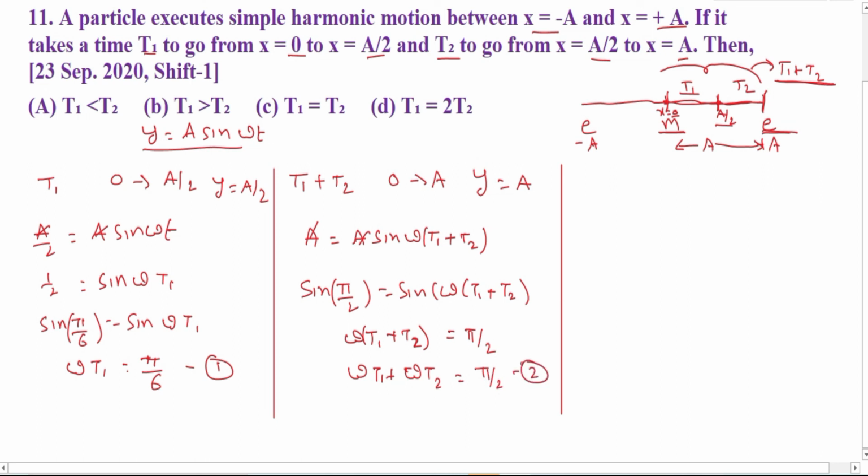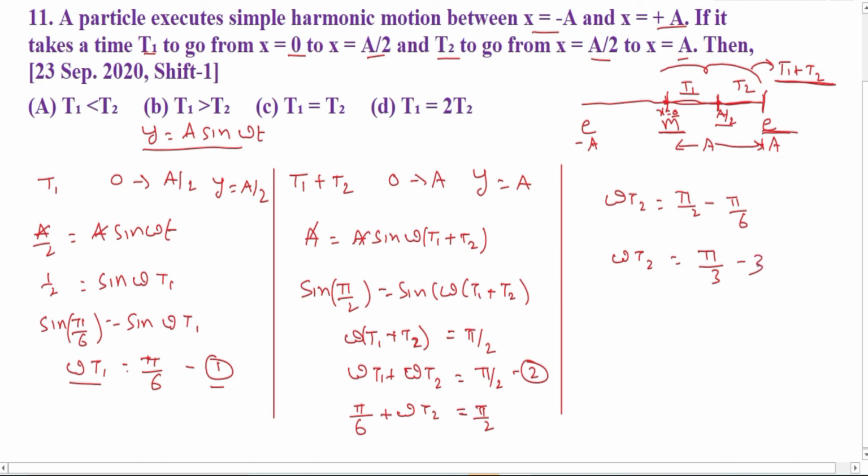Now from equation 1, we know that omega t1 is pi by 6. That means pi by 6 plus omega t2 is equal to pi by 2. That implies omega t2 will be equal to pi by 2 minus pi by 6. Taking 6 as the LCM and calculating, I'll get omega t2 as pi by 3. This is equation 3.